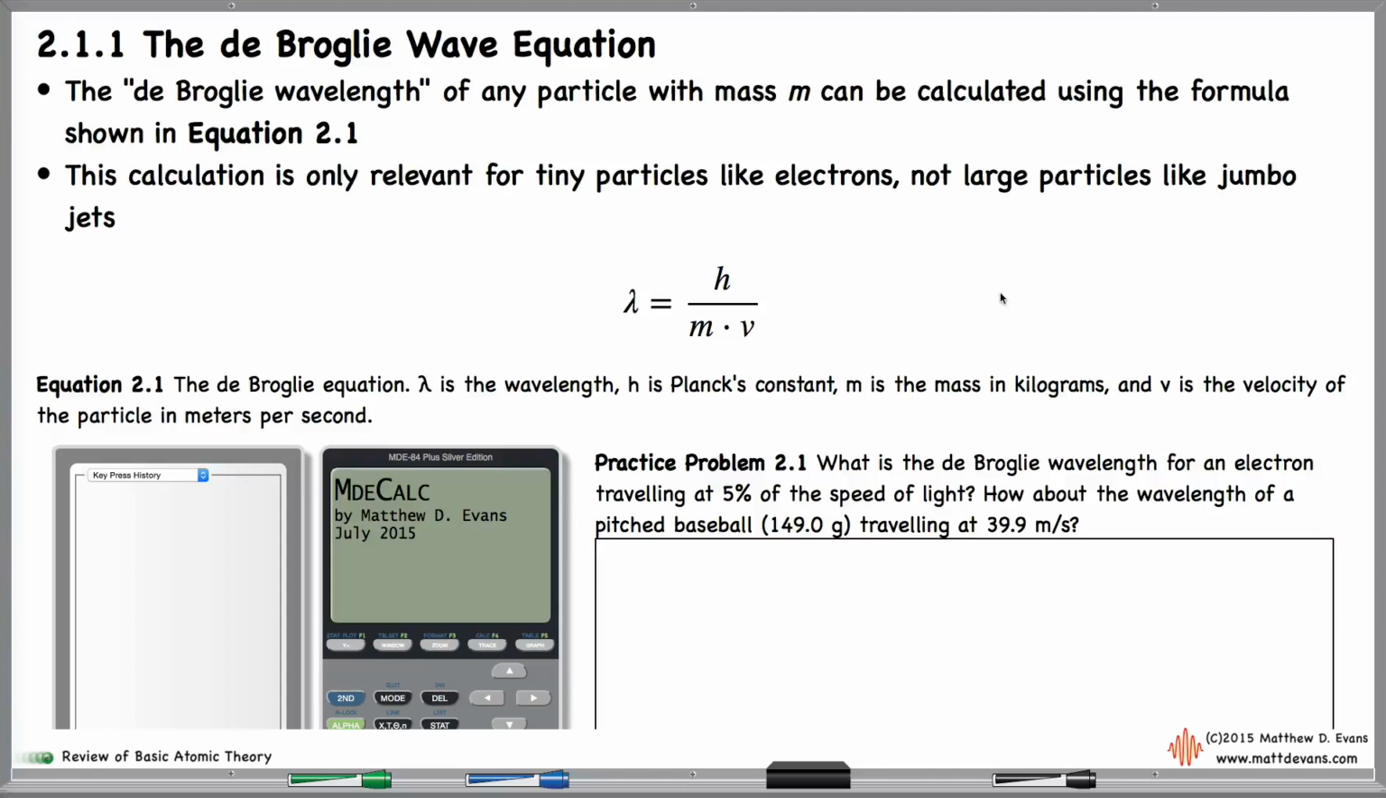All right, so let's start with the de Broglie equation. I mentioned this already as an equation that allows one to calculate the wavelength of any particle, so not just electrons, but jumbo jets as well. The way this equation works is lambda, which is the official symbol for a wavelength, equals Planck's constant, which is h. That's just a common constant.